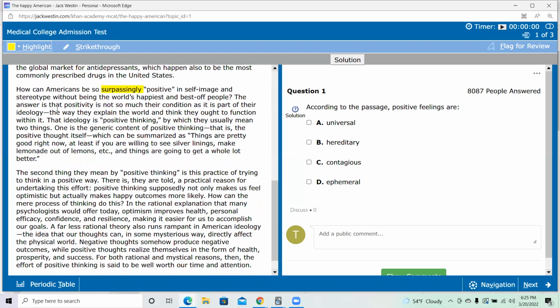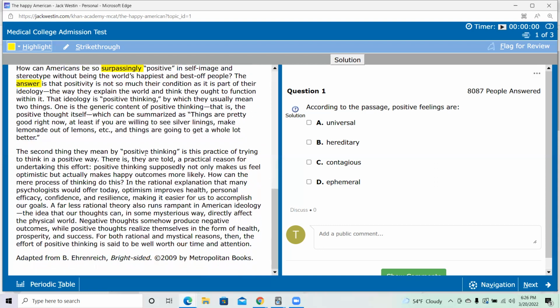Here, the author is straight up telling us his belief, his answer to this question. That ideology is positive thinking, by which they usually mean two things. One is the generic content of positive thinking, that is, the positive thought itself, which can be summarized as, things are pretty good right now, at least if you're willing to see the silver linings, make lemonade out of lemons, etc., and things are going to get a whole lot better. The second thing they mean by positive thinking is this practice of trying to think in a positive way. There is, they are told, a practical reason for undertaking this effort.